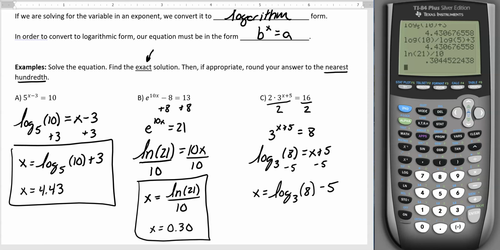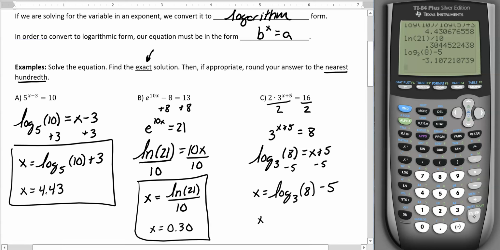That would be my exact solution. Now, remember, for our rounded value, we need log base 3 of 8 and then minus 5 in our graphing calculator, negative 3.11.